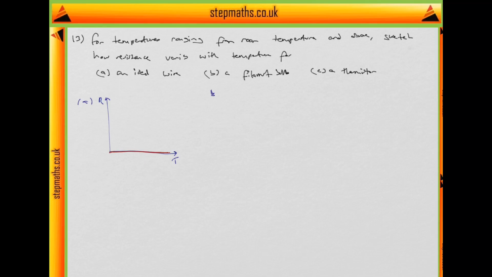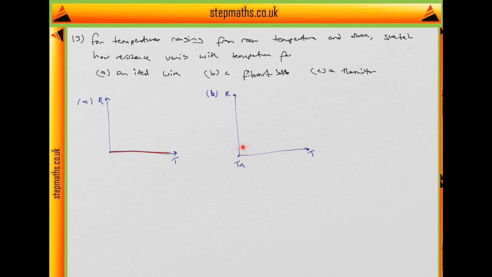Okay, what about B? Well, B wants you to sketch it for a filament bulb, but we're starting for temperatures around room temperature. We'll call that T sub R, and then we're having T increase and R. So what happens? Well, we know for a perfect ohmic material that resistance and temperature increase linearly. However, for a filament bulb, we know that things in real life aren't actually ohmic. So what we're going to have is it increasing and then exponentially increasing as temperature rises. It's not going to be a linear relationship.